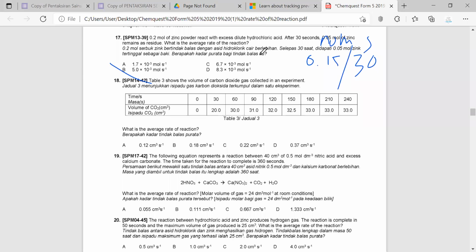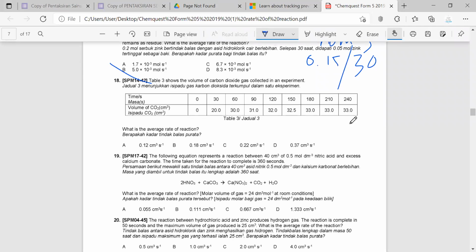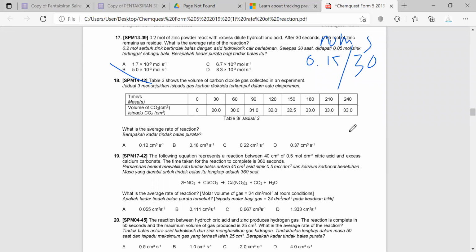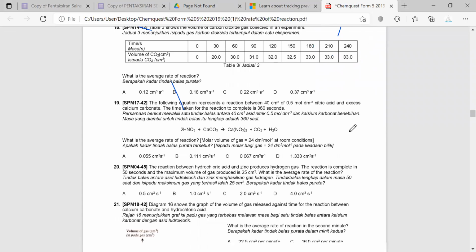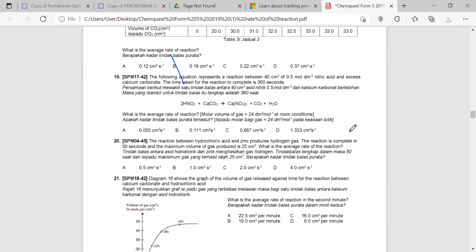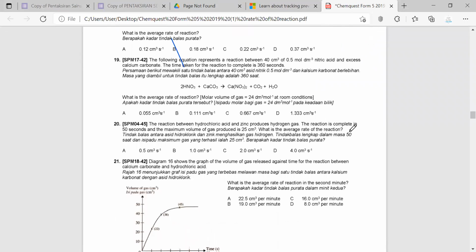Okay, now let's go to the next one. What's my average rate of reaction? Sama dengan soalan tadi. Dia tak boleh lari jauh kalau rate of reaction. Senang je. B je. The answer is B. Correct. Everybody got B? Yes, sir. Okay, soalan 19 tu lain sikit.